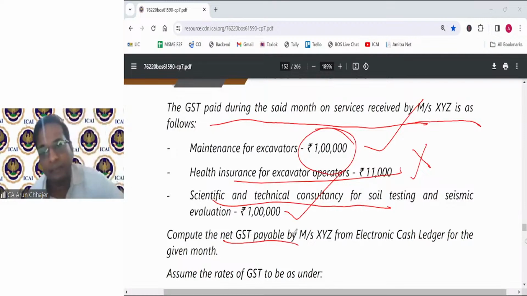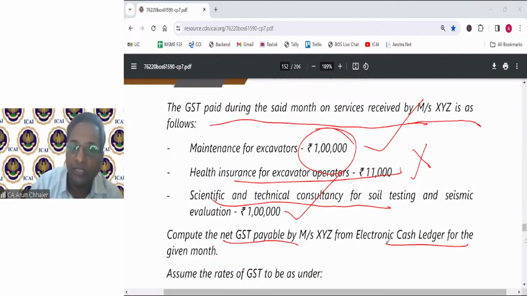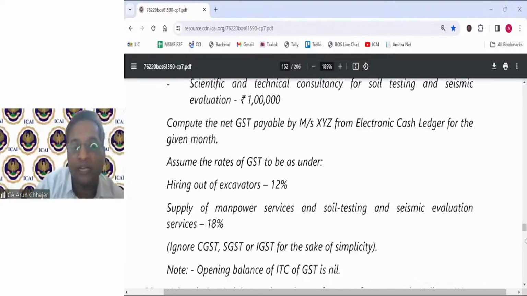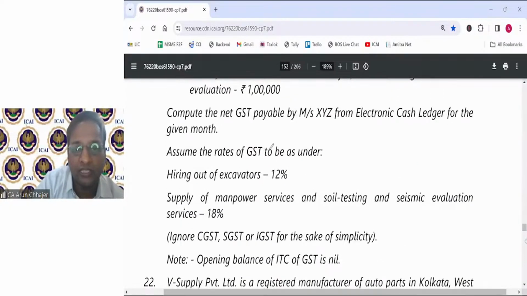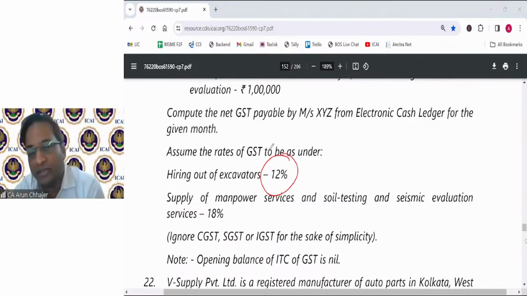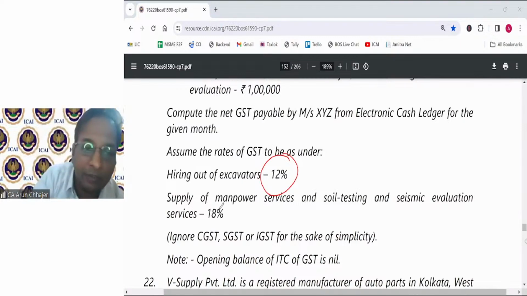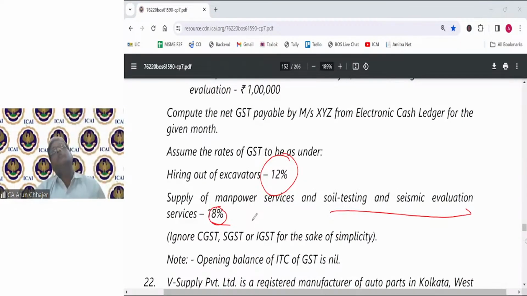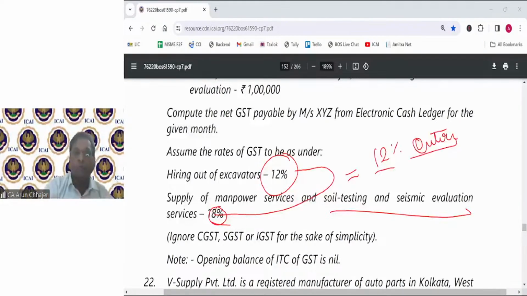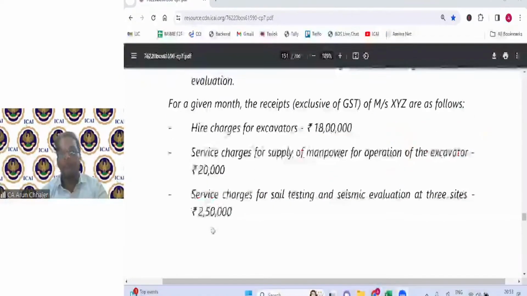Compute the net GST payable, that is, how much liability is to be paid in the electronic cash ledger. Assume the rates are as under. GST on hiring of excavator is 12%, supply of manpower and soil testing 18%. Normally if I make an individual supply of manpower, the rate is 18%. But if it is the 12% combo, then it would be 12%.